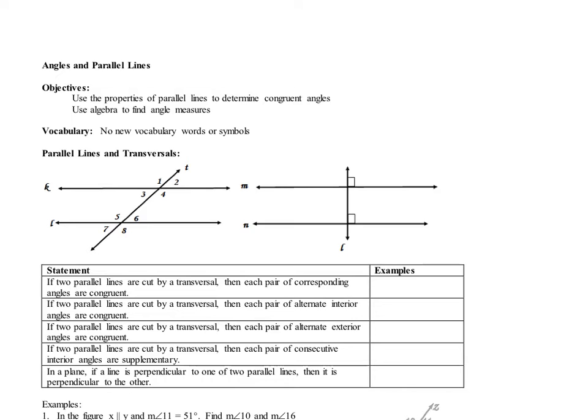If two parallel lines are cut by a transversal, so I have two parallel lines. It's given that these two lines are parallel. They're cut by a transversal that we're calling t. Then each pair of corresponding angles are congruent. All right, so quick example.